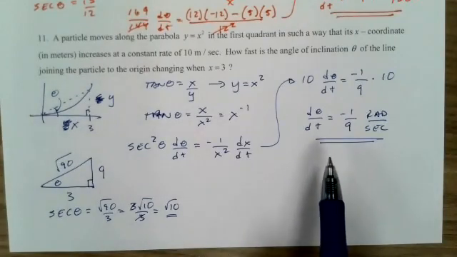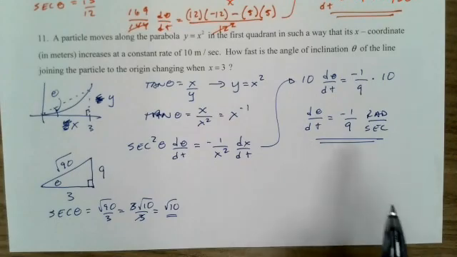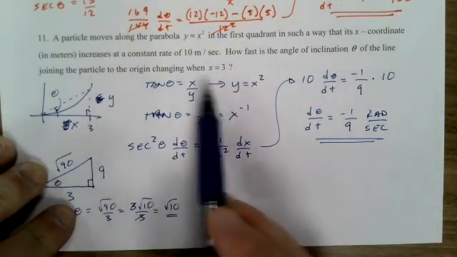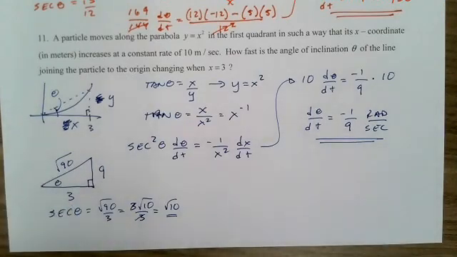My old answer said negative 1 radians per second. How fast is the angle of inclination? It doesn't say speed here, otherwise I'd have to change that to positive 1/9. No, that's it. All right, lots of math. Good luck and happy mathing.